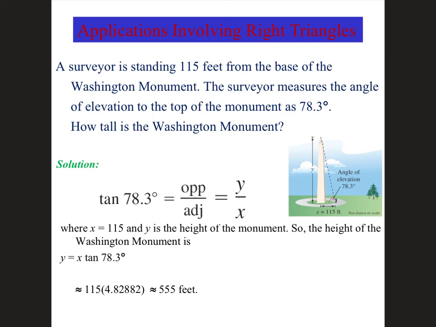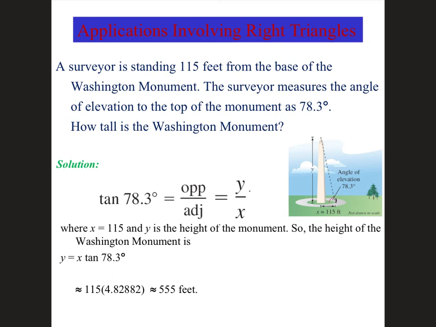So here is an application problem. So we have a surveyor standing 115 feet from the base of the Washington Monument. So here, 115, the surveyor measures the angle of elevation. So this angle is 78.3. And how tall is the monument? So we're looking for y. So again, here we have a triangle. So we do opposite, which is y, over adjacent, which is 115. So we plug in the numbers.